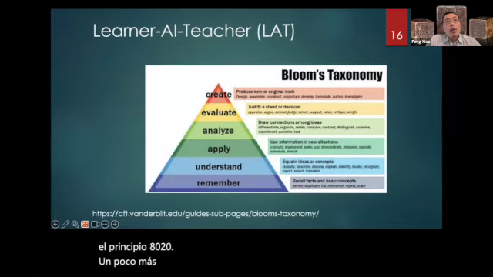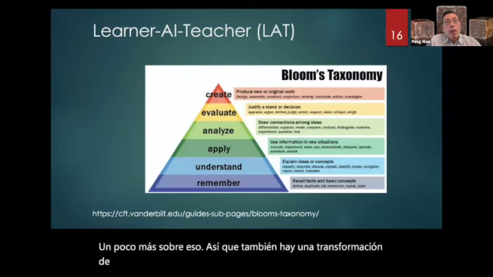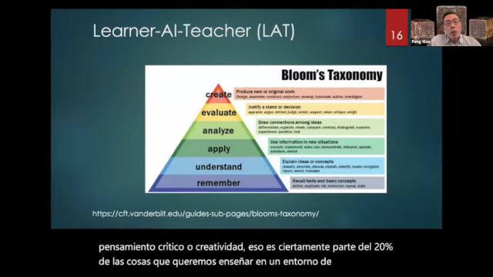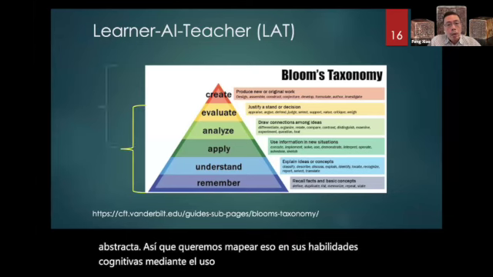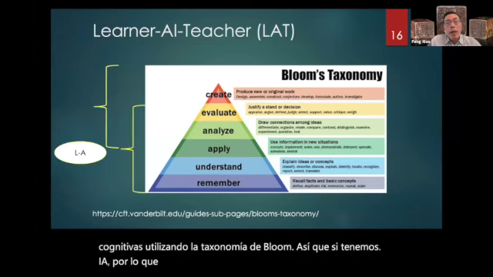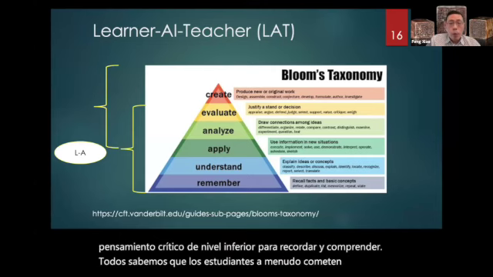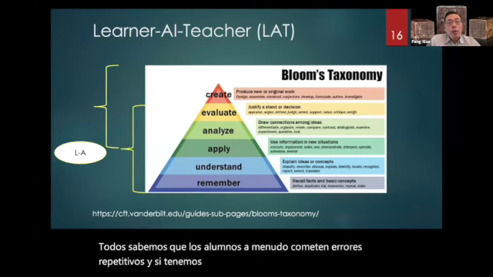So there's also a transformation of what we're going to teach. When we talk about critical thinking or creativity, that is certainly part of the 20% of things that we want to teach in a classroom setting. But we don't want to talk about critical thinking in a very abstract way. So we want to map that onto cognitive skills by using Bloom's taxonomy. If we have AI, the learner-AI communication can address a lot of lower-level critical thinking skills, to remember, to understand. We all know that learners oftentimes make repetitive mistakes, and the AI can help individual learners to address these repetitive issues.